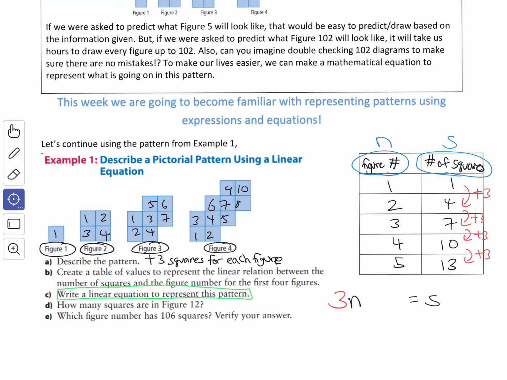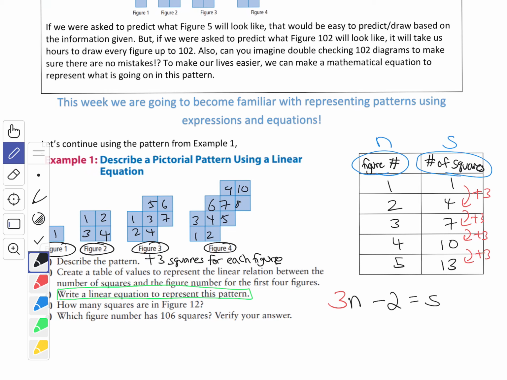Looking at the first one, 3 times n gives us 3. How do we get to 1 from 3? We need to take away 2. Okay, let's see if this works for the second part. 2.